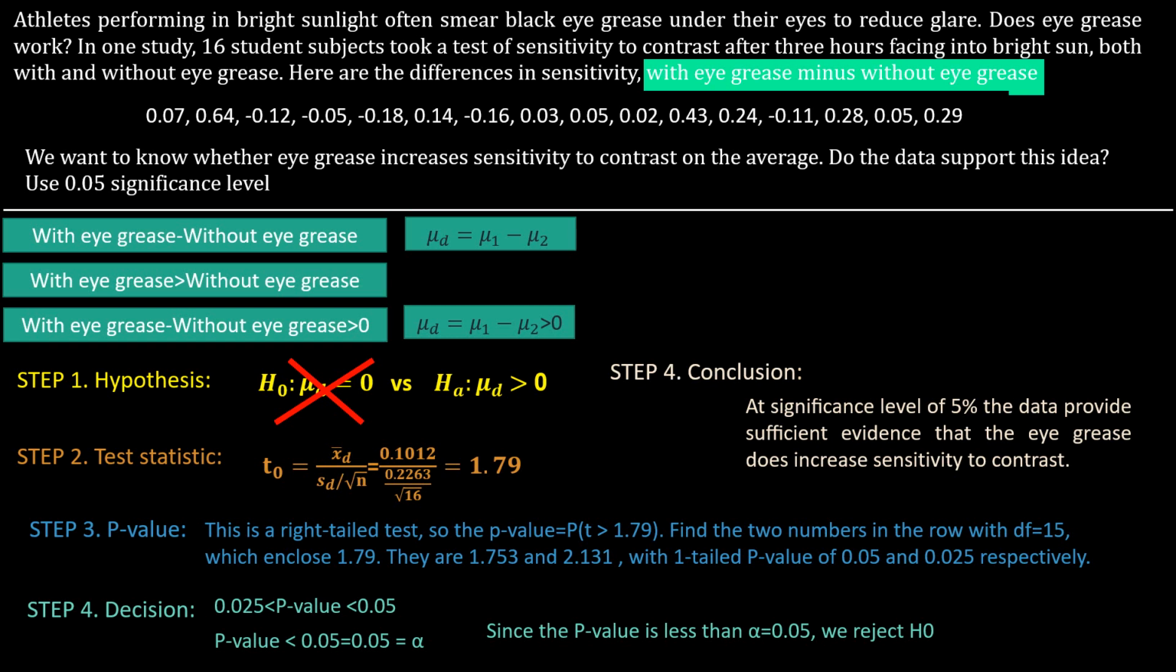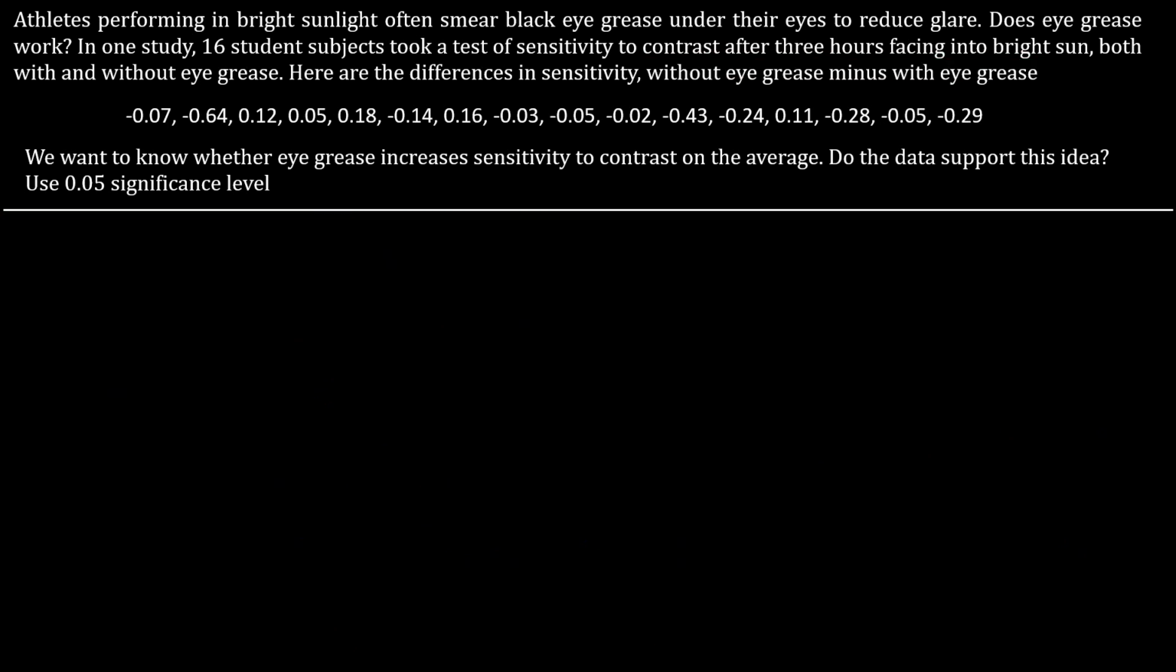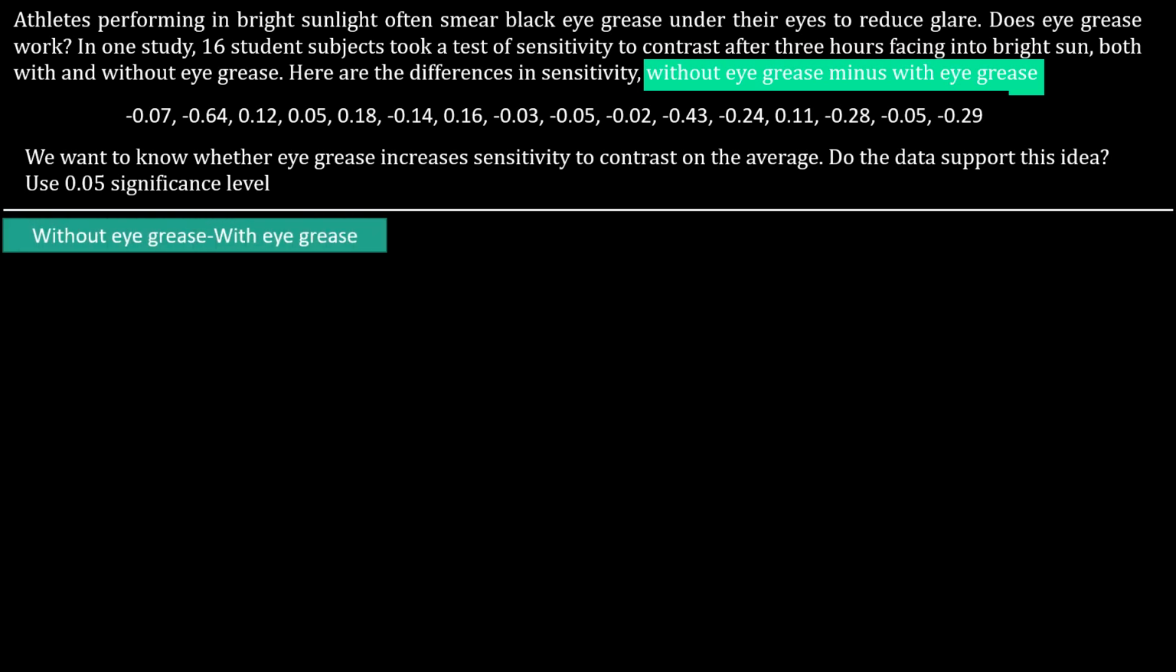We accept actually HA. Think about it this way. You have the same problem, but we have here without eye grease minus with eye grease, in the opposite way. You see, without eye grease minus with eye grease, it is mu2 minus mu1. Then what will happen to this without eye grease minus with eye grease?